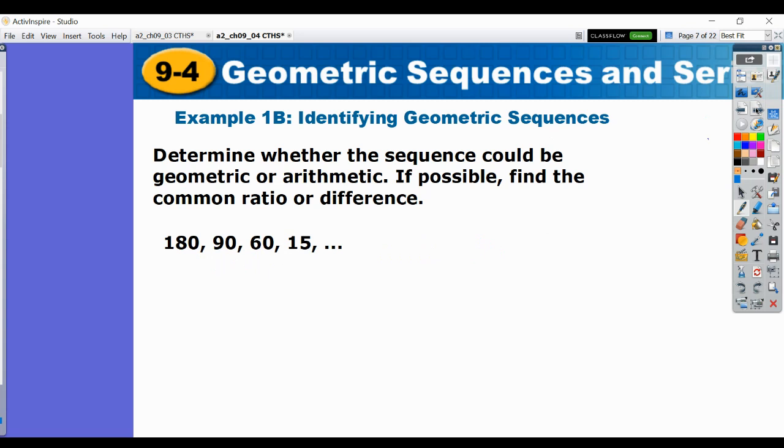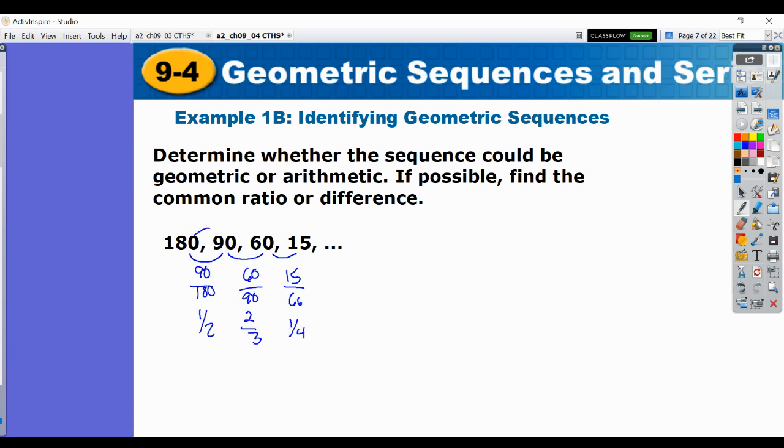So this section here, the answer can be geometric, arithmetic, or neither. So let's check this one. This one is going down 90, down 30, down 45 or something like that. So let's try division instead. So for division, I would do 90 divided by 180. Oh, I guess that's not one. Oh yeah, it went down by 90. That's what I said. That's a 1/2. And then 60 divided by 90 is 2/3. And 15 divided by 60 is 1/4.